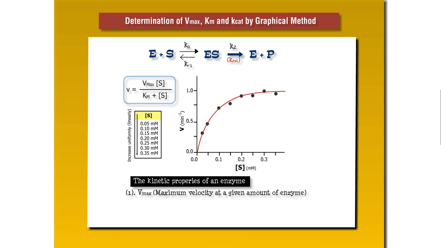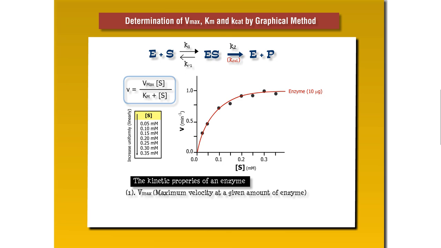It should be emphasized here that, to be meaningful, a fixed amount of enzyme must be used throughout the experiment. This fixed amount of enzyme corresponds to ET, the total enzyme present in the reaction mixture. As the concentration of substrate in the reaction mixture increases, the velocity also increases gradually.